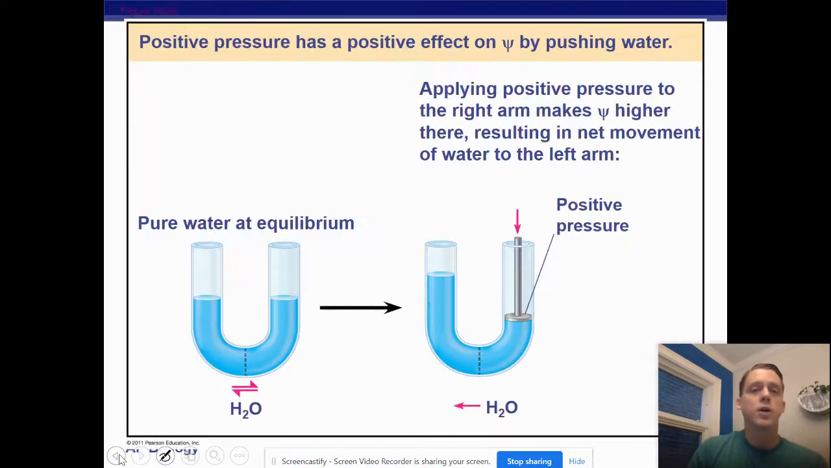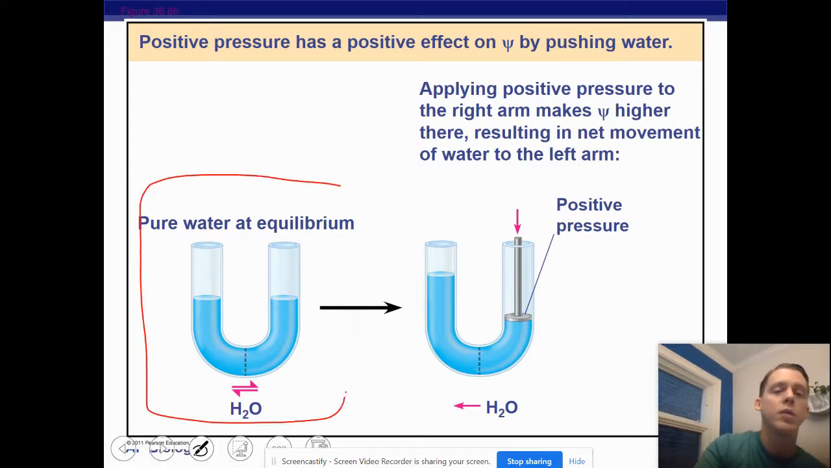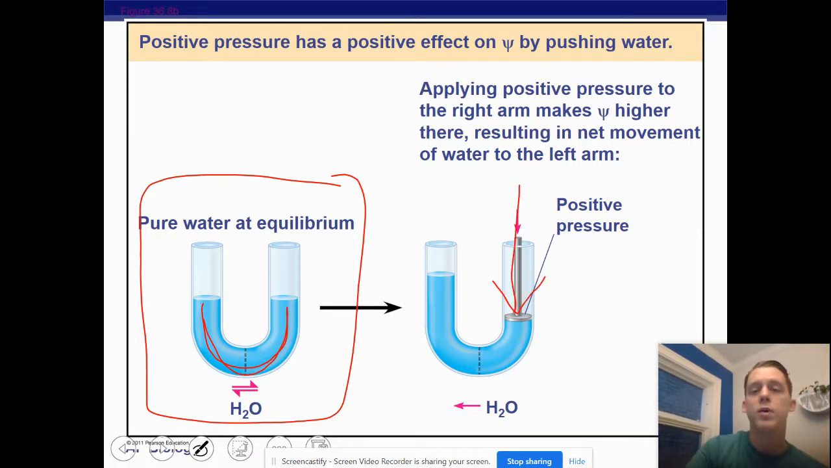All right, applying positive pressure to the right arm makes the pressure potential higher there. So we've got pure water at equilibrium, everything's equal. If we apply pressure down, then it's going to force the water to the left. That's pretty obvious, right? Pressure is going to move that water. That's pressure potential.